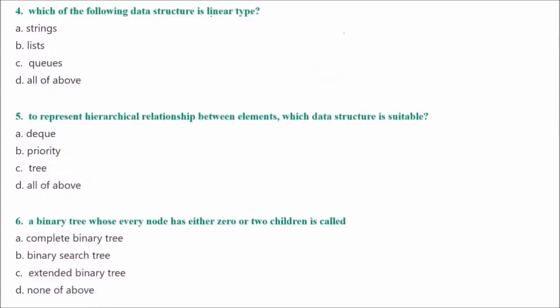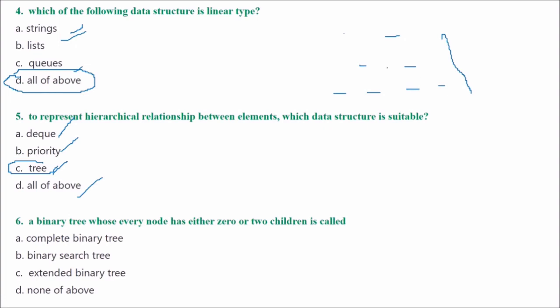Now, which of the following data structures is linear type? String, list and queues are all linear type. So we'll go with option D, all of the above. Next: to represent hierarchical relationship between elements, which data structure is suitable? Is it DQ, priority queue, graph, or all of the above? The answer would be tree, because this shows this type of hierarchical relationship. Though they will be implemented either as an array or a linked list, the formation will still be hierarchical.